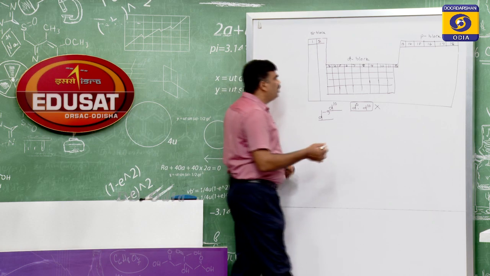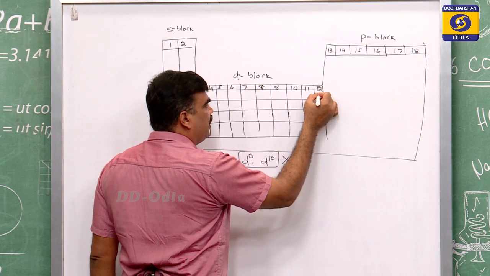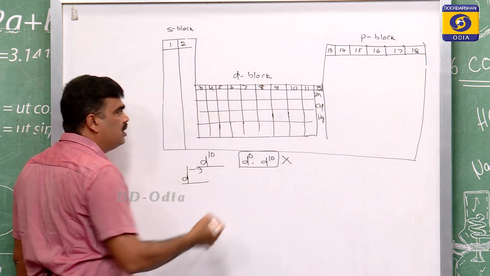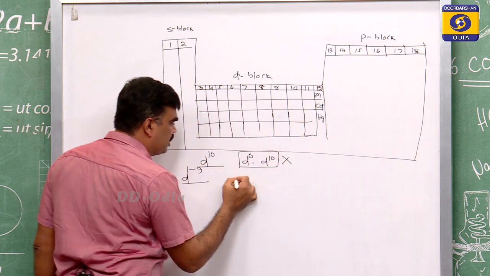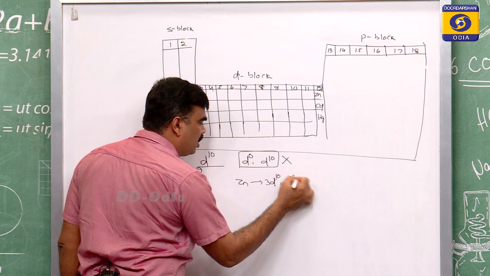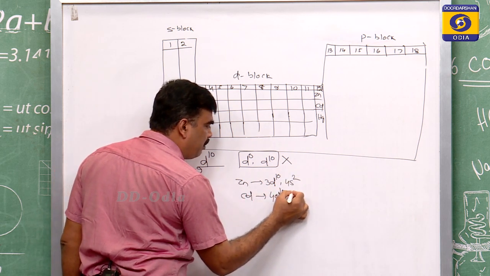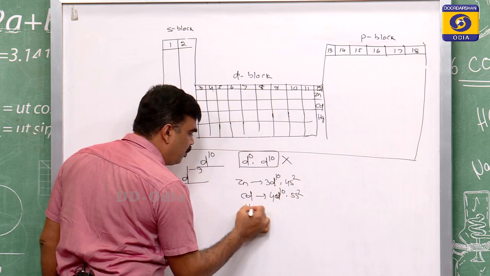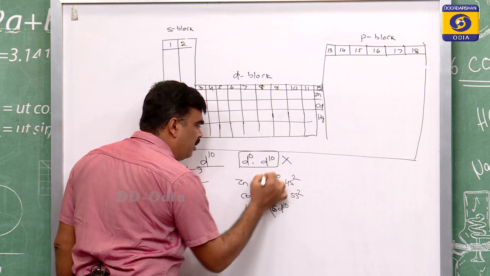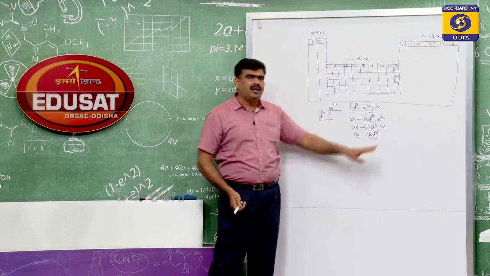If this is true, you see, you have here zinc, cadmium, mercury. You must have heard these names. In case of zinc, you have 3d10 and a 4s2 configuration. In case of cadmium, you have 4d10 and a 5s2 configuration. And mercury, it is 5d10. So these elements have d10 configuration, means they have fully filled d orbitals.